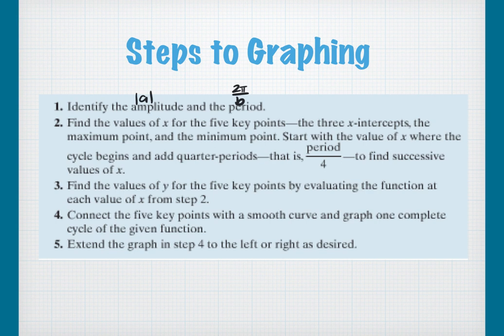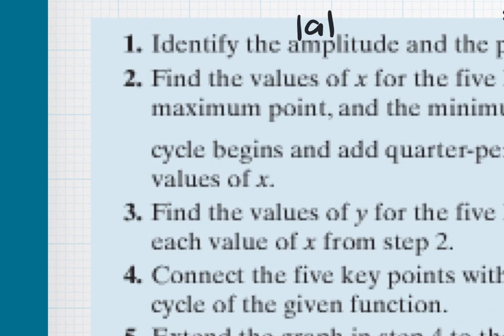Now, step 2, you can do in 2 different ways. You can either figure out what a quarter of the period is and add it to the key points, or you can take the period and multiply it times 1/4, 1/2, and 3/4. And that's what I'll recommend that you do. Once you identify the period, you're going to multiply it times 1/4, times 1/2, and times 3/4. Honestly, it's just because people tend to make fewer mistakes when they multiply fractions than when they add them. That's all. Those are going to be your middle 3 key points.